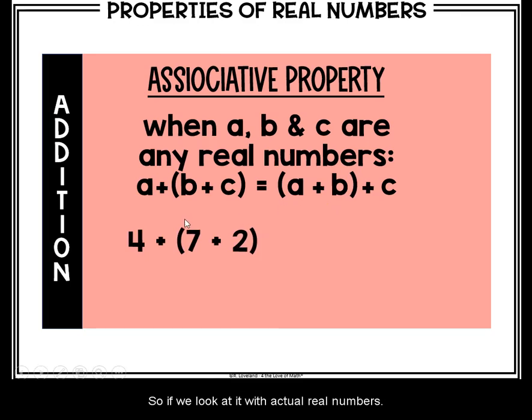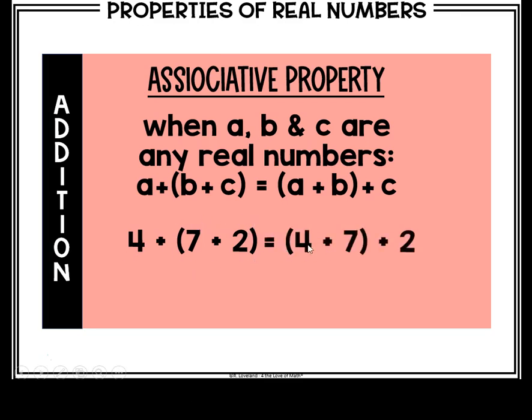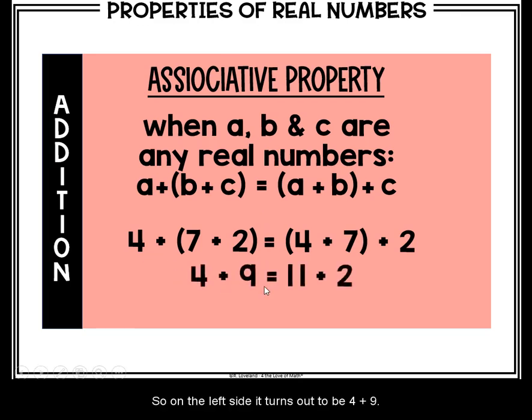So if we look at it with actual real numbers, we have 4 plus 7 plus 2. So the grouping is the 7 plus 2. The associative property tells us that if we group the 4 and the 7 instead of the 7 and the 2, we'll have the same answer. So on the left side, it turns out to be 4 plus 9. The right side turns out to be 11 plus 2. Both sides tell us the answer is 13.